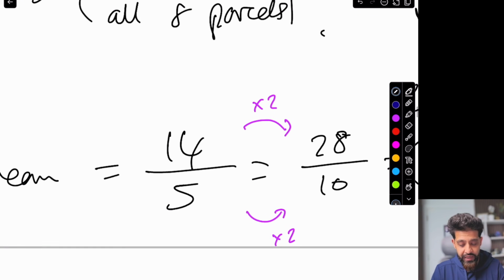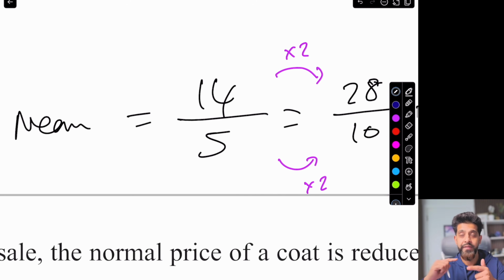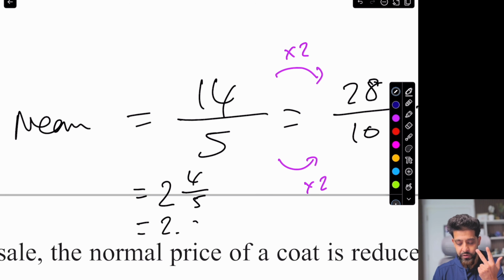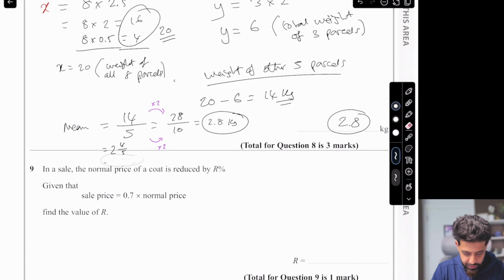If you did want to do how many times 5 goes into 14, let's do that way as well for you. How many times does 5 go into 14? 5, 10, twice. Left over is 4 over 5. So 4 over 5 is 0.8, so it's going to be 2.8 kilograms. So you can also do it like that. Now I'm going to get rid of that because that's going into my other question.